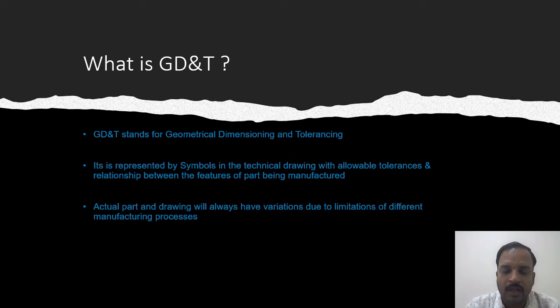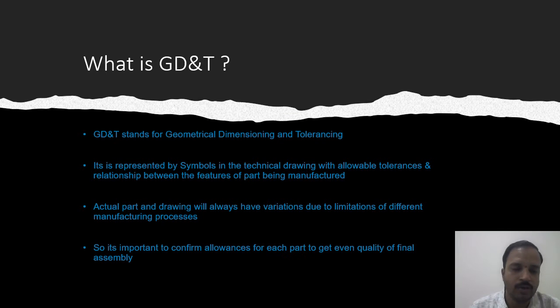Why does this happen? Because the actual drawing requirements and the part measurement quality differ because of the limitations of the different manufacturing processes. If you think of one company with different processes, variations happen. If we repeat this part all over the globe, the variations can be unlimited. So we need some controlling mechanism, and that is what GD&T offers us. It's important to confirm the allowances of each part to get an even quality of the final assembly. That is what we get through GD&T, and it is governed by ASME Y14.5.